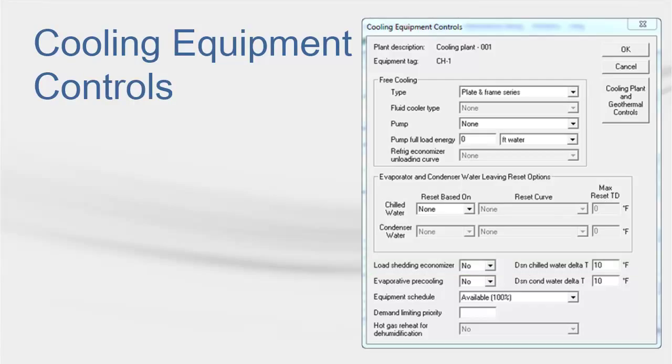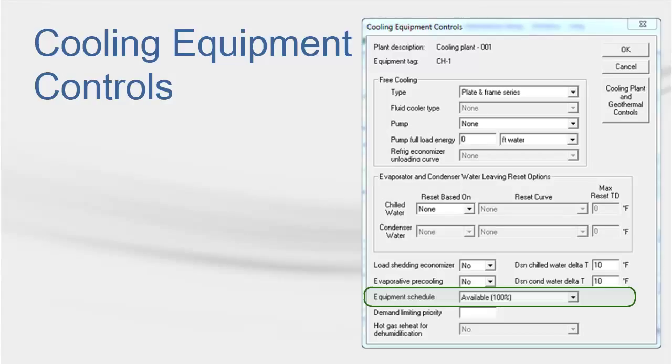The equipment schedule functions in a similar fashion as any other schedule in the program. This field does not set a limit on how much the equipment will load, but rather what the availability for the piece of equipment is when required to run. For instance, if the load on a 1,000-ton chiller is 100 tons for a given hour, but the schedule during that hour is set to 50%, then the chiller will only produce 50 tons.